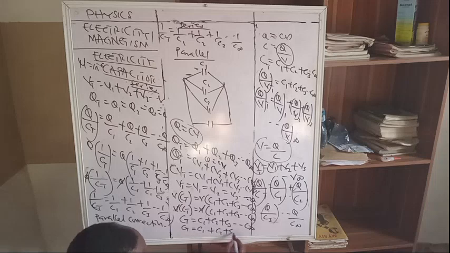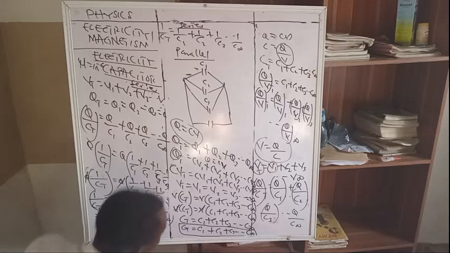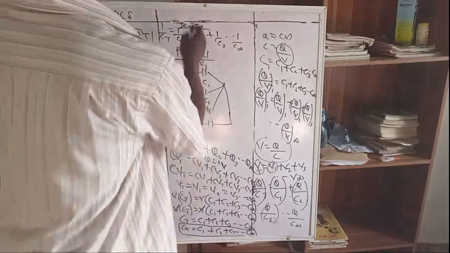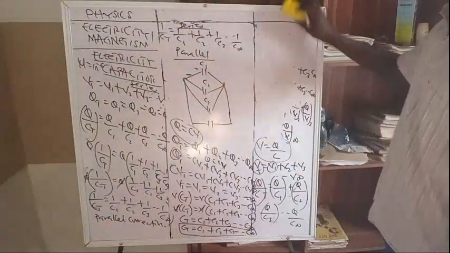Plus T2 plus T3 to C infinity is what we call the connection in what? In a series, in a parallel connection. Alright, this one is in series, while this one is in parallel. Alright, that's the first thing we need to take note of.